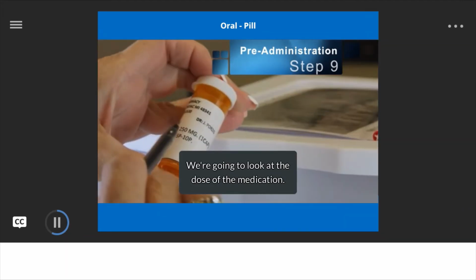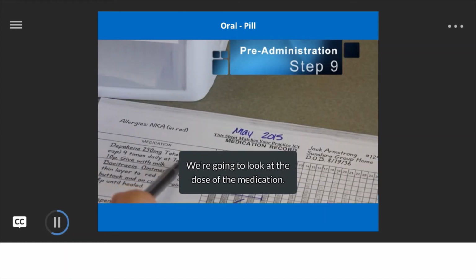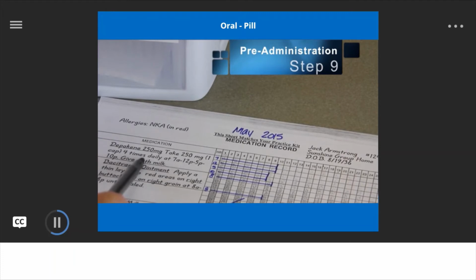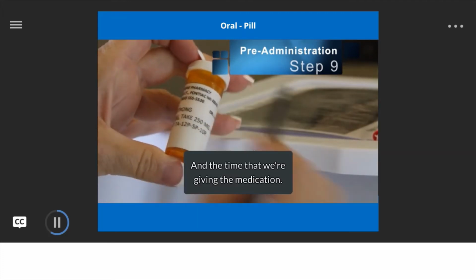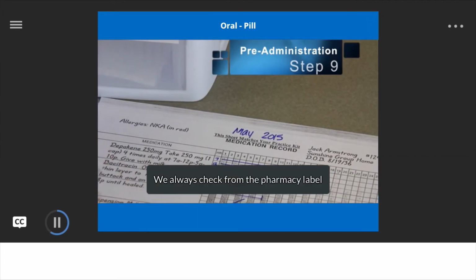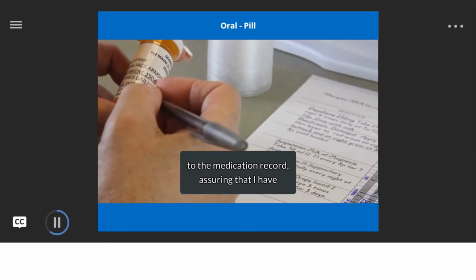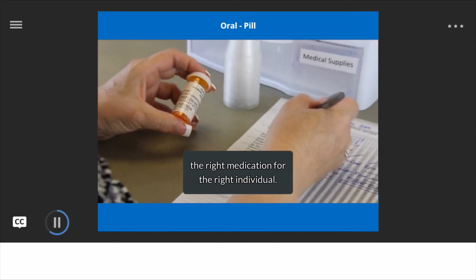We're going to look at the dose of the medication. Then we'll be checking the route and the time that we're giving the medication. We always check from the pharmacy label to the medication record, assuring that I have the right medication for the right individual.